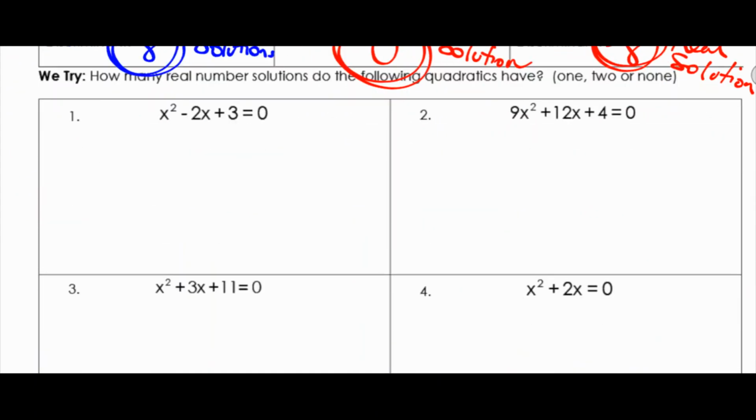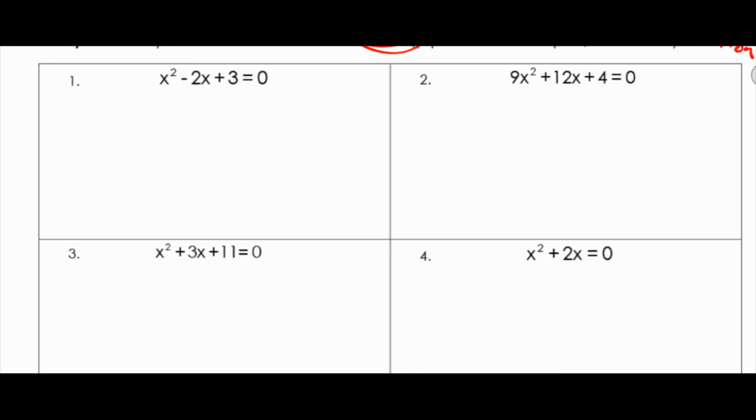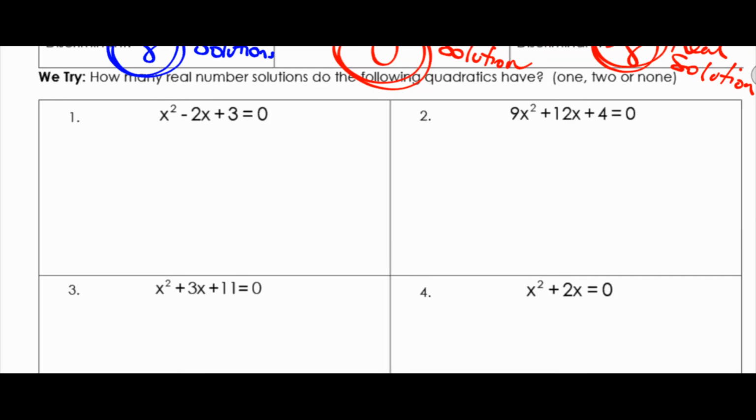I'm going to do a few more examples with you. Again, I'm just doing the discriminant part. I'm not actually finding solutions. I'm finding how many solutions I have. That's the question the discriminant really answers. It tells me how many solutions I have. And the answers for that question, for right now, are going to be 0, 1, or 2.